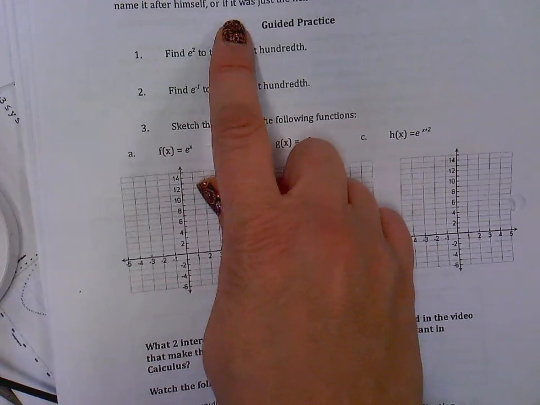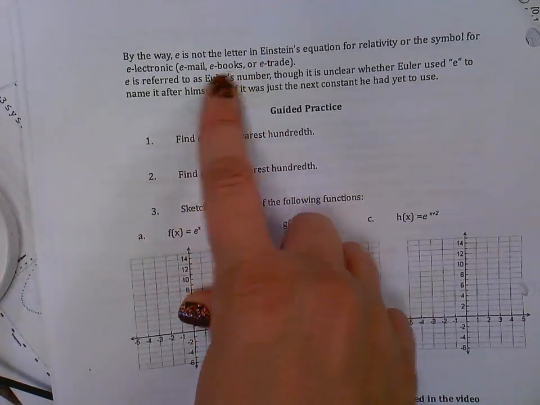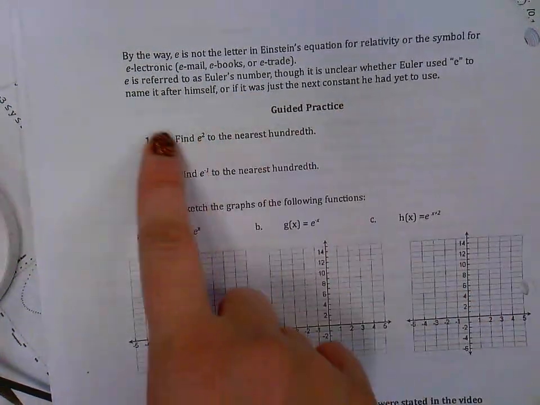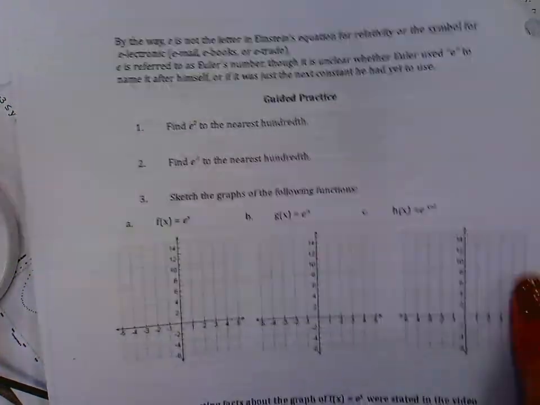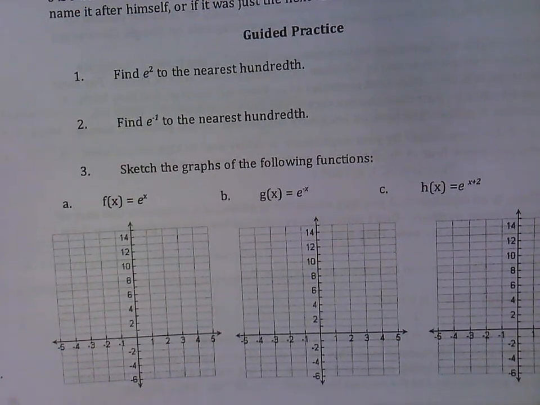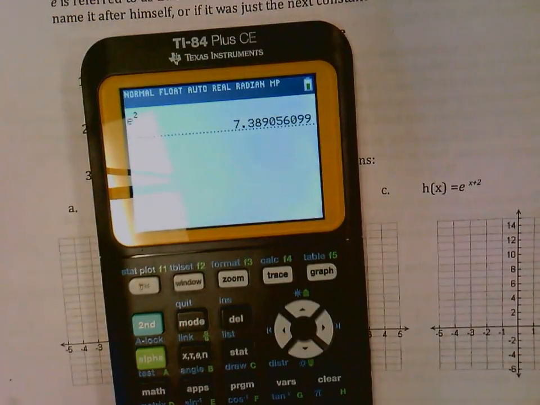So on the back page here, it tells you that e is called Euler's number. So it's unclear whether he used e to name it after himself. So I just wanted you to type these couple numbers into your calculator. Like type in e squared. So type second e raised to the second power and see what you get. Just practice using e on your calculator. e squared would be what, 7.4 if I rounded?